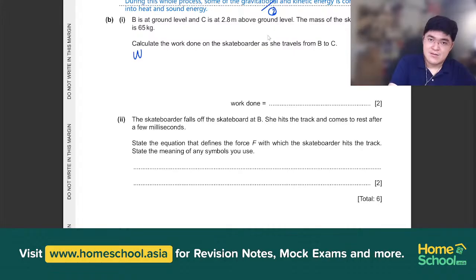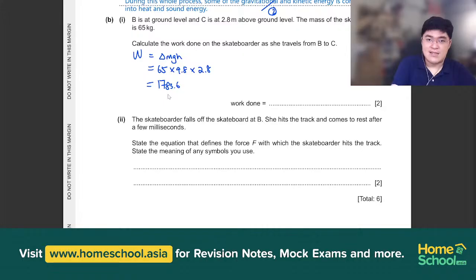So this work done is equal to the change in gravitational potential energy. So the work done is equal to mass, which is 65 kilograms, multiplied by the gravitational constant, 9.8, and multiplied by the height. The height is 2.8 meters above ground level. So let's write that down. Let's do the maths in our calculator. We should get this number, 1783.6. And of course, we want to round this to 2 significant figures.